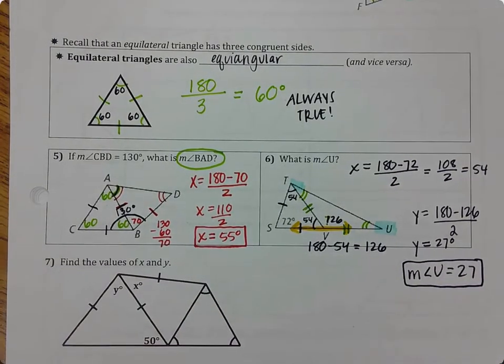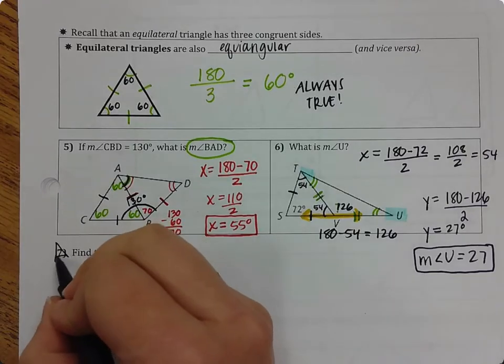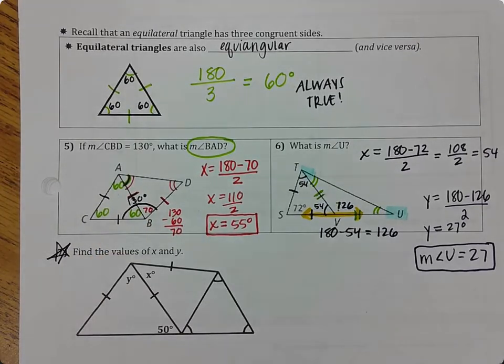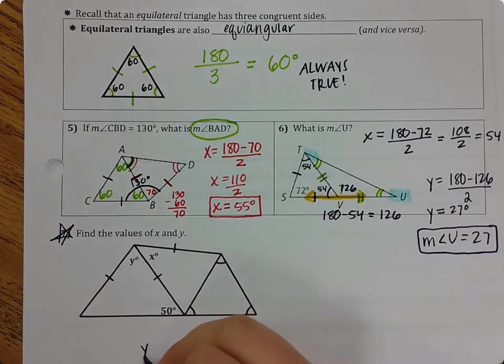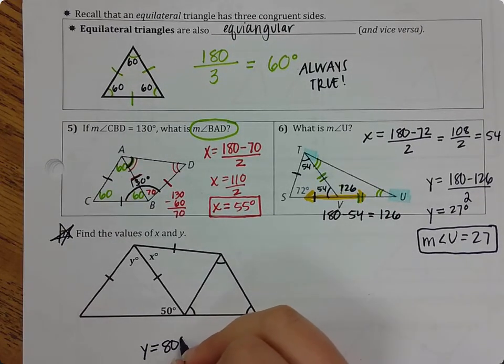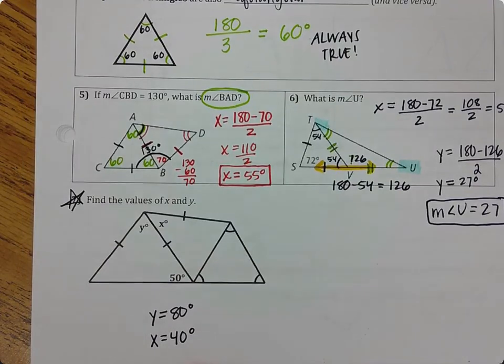And the last thing that I want you all to do is see if you can solve number 7 for me on your own. And I want you to check your answer. Y equals 80 degrees and X equals 40 degrees. See if you can come up with that one.